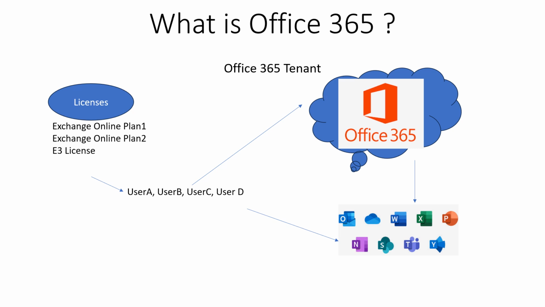And after the creation of our accounts, we need to assign licenses to all our users so that they can use these applications accordingly. For example, if we assign Exchange Online Plan 1 and Plan 2 to user A and B, so user A and B can only access these applications over the web. And for example, if we assign E3 license to user C and D, these users can use these applications over the web and client as well.